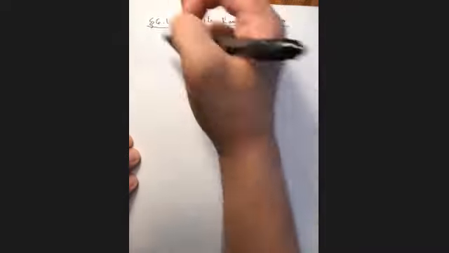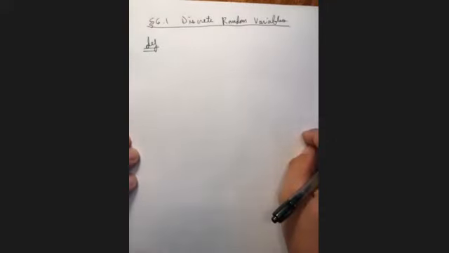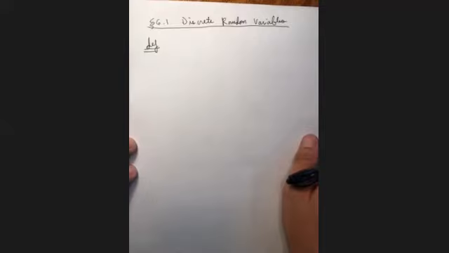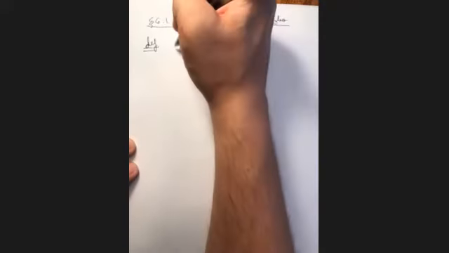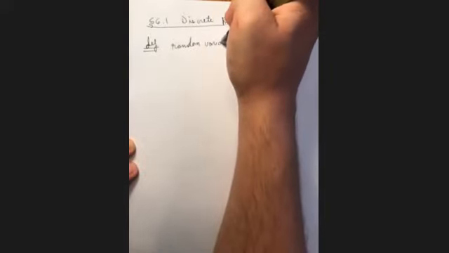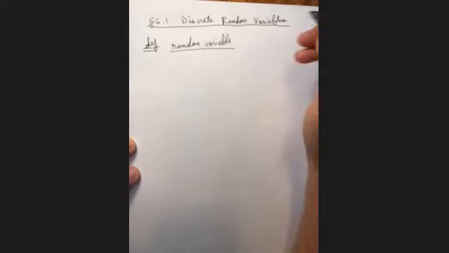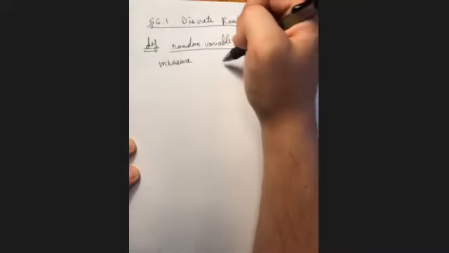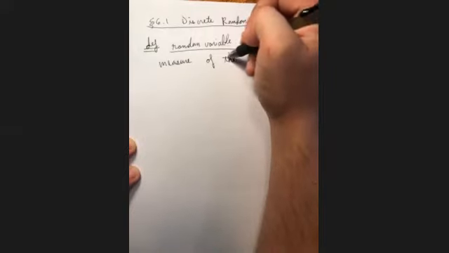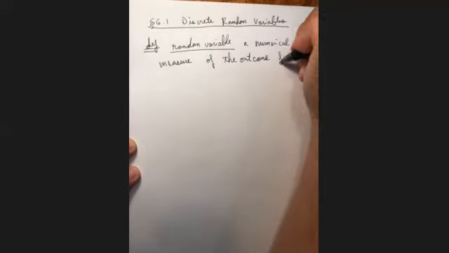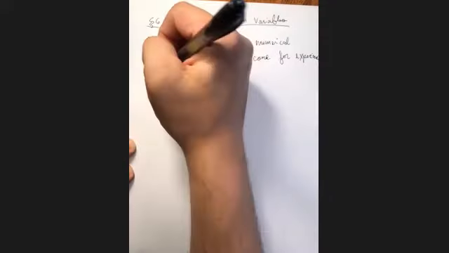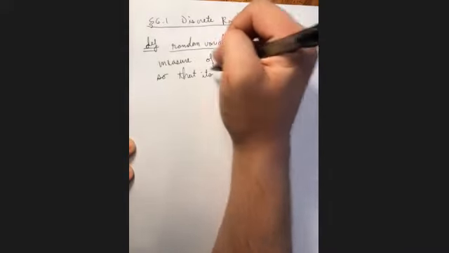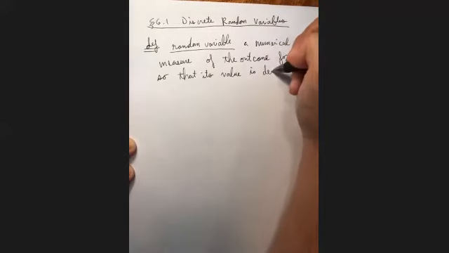So first, let's talk definitions. What is a random variable in general, discrete or otherwise? A random variable is a numerical measure of some sort of outcome for an experiment so that its value is determined by chance.